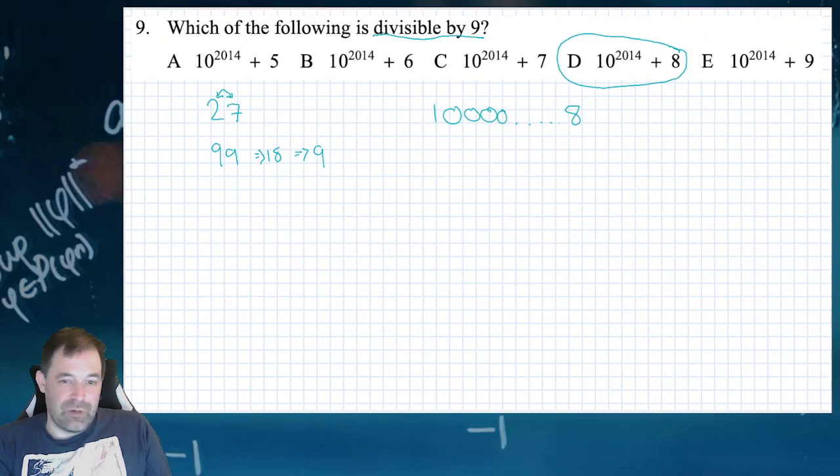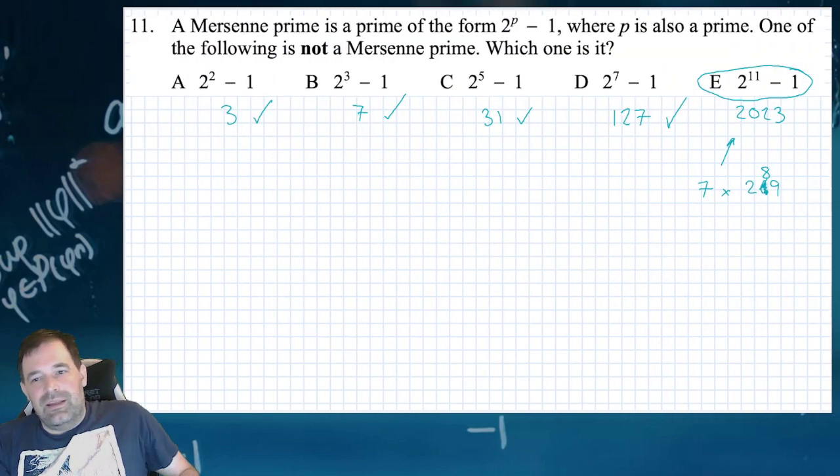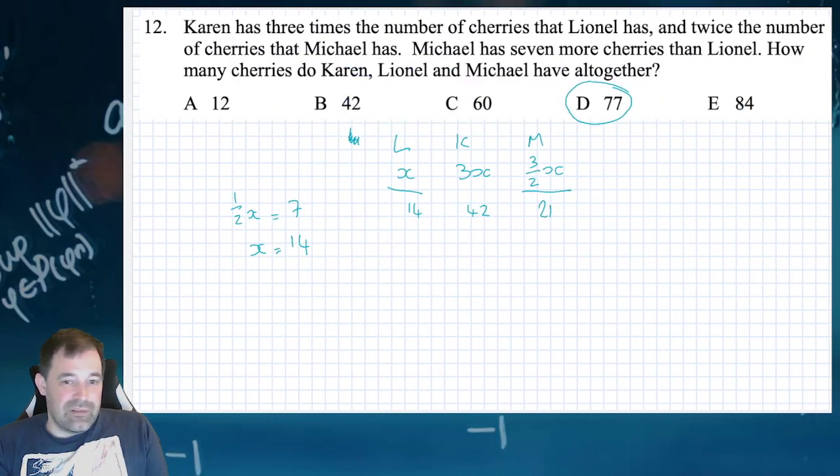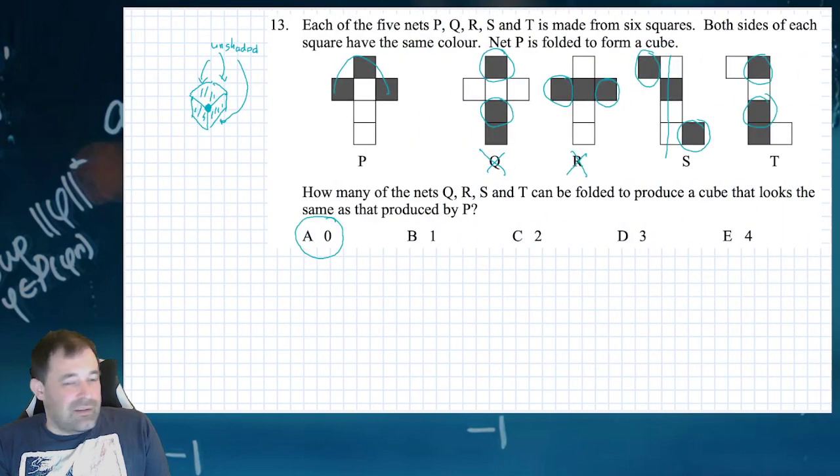So this isn't great, I won't even be able to work out what to do. 9 is D. 10 is C. 11 is E. 12 is D. And then change my answers to the other list. 13 is E. Hang on.